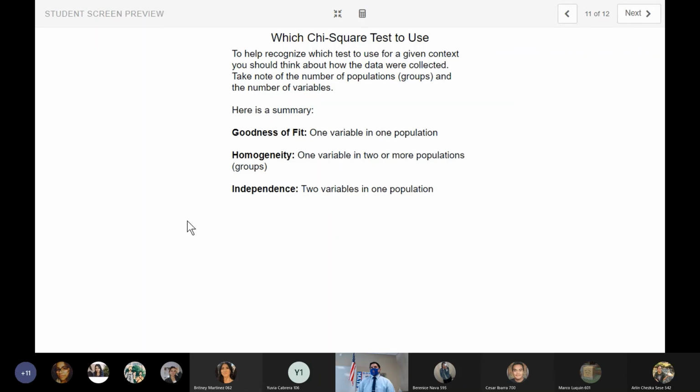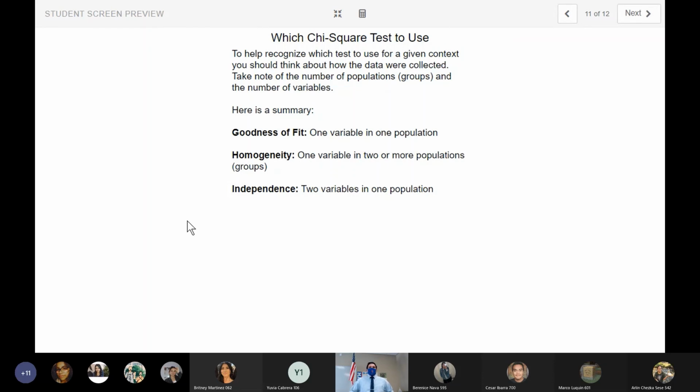All right, so this is just an information screen here. Which chi-square test to use? To help recognize which test to use for a given context, you should think about how the data were collected. Take note of the number of populations or groups and the number of variables. Here's a quick summary. For the goodness of fit test, which was from section 11.1, we have one variable in one population, which is why we end up with a one-way table.